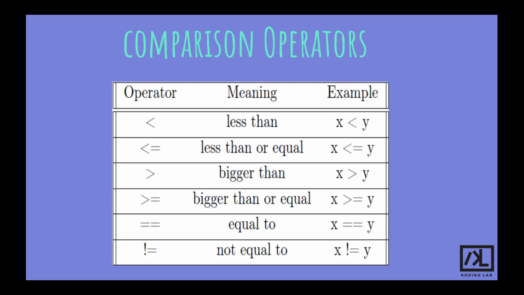Take a note that to write equal to, we need to write 2 equal signs, not 1. Because 1 equal sign means that we assign a value to a variable, but 2 equal signs, we write in a condition to evaluate if x is equal to y.